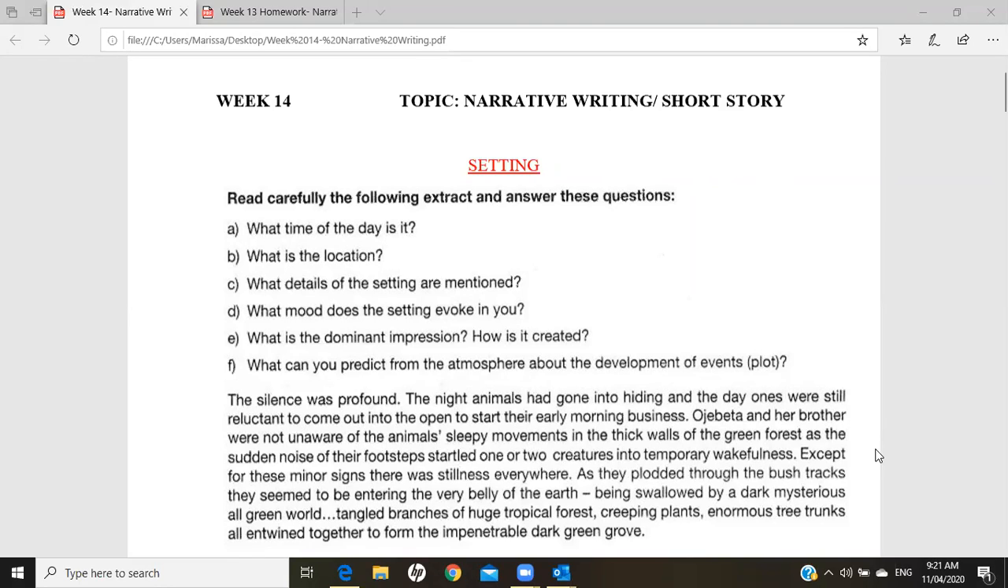Very good. So we know that the story is set in the forest because of when they say green forest up here. And even in the second to last line, when they said tangled branches of huge tropical forest. So the story is set in a tropical forest. Very good. Part C says, what details of the setting are mentioned? So, Rihanna, what details of the setting are mentioned?